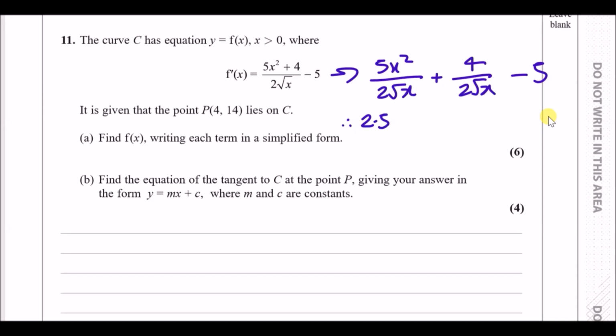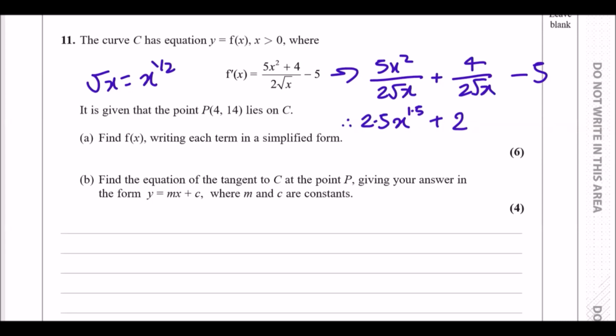x squared over root x. Well, we need to know that root x is the same as x to the power of a half. So therefore, when you've got x squared divided by x to the power half, when you're dividing terms, you subtract the powers. So 2 take away half, it's going to be 3 over 2 or 1.5. Because we're using a calculator, we can use decimals. Now plus, you've got 4 divided by 2, which is just 2.